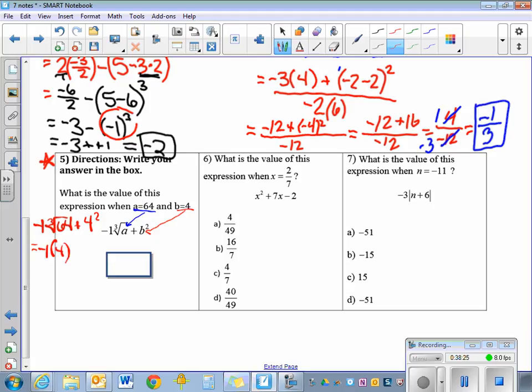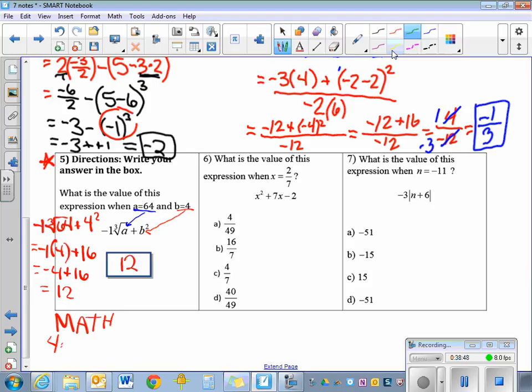And if you've forgotten where that is in your calculator, it's under math. You have to hit that math button and then it's option 4. Okay, and then plus 4 squared, which is 16. So negative 1 times 4 is negative 4 plus 16, which gives us positive 12. Questions on that one? Okay.